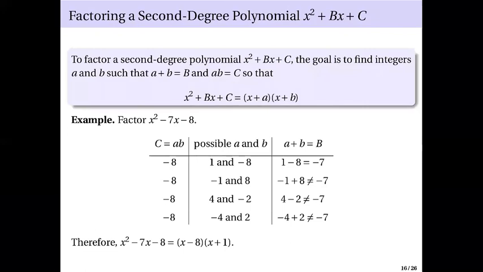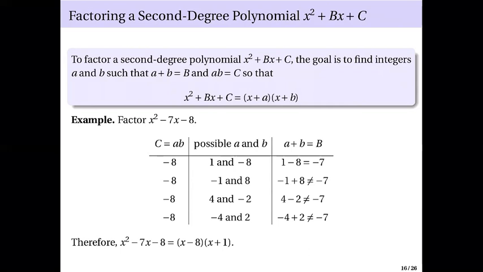Now, a hint. For the capital C, you would know the pairs. If the sign of capital C is positive, then the numbers in the pair must have the same signs, either both positive or both negative. If the sign of capital C is negative, the numbers in the pair must have different signs, one positive and one negative.